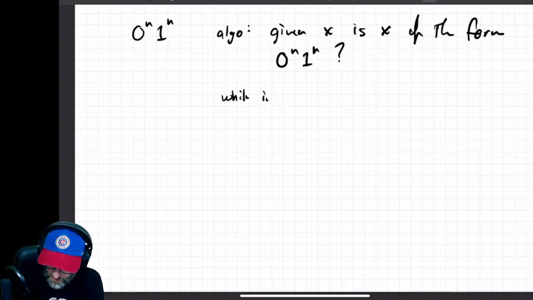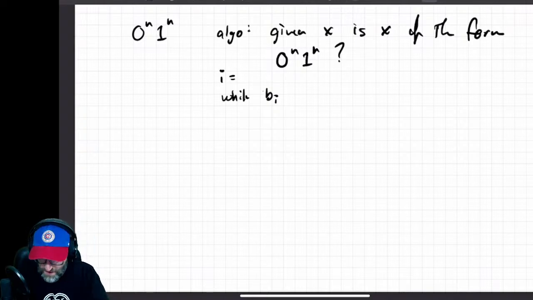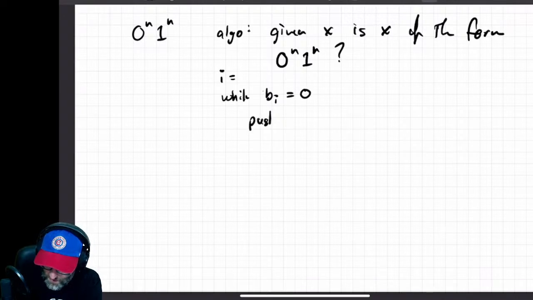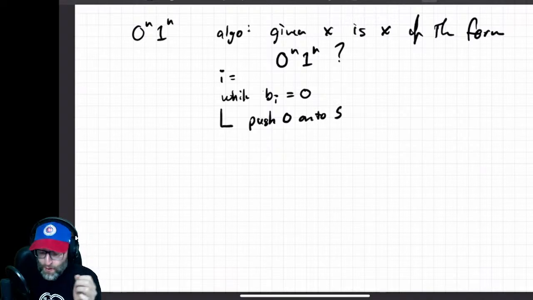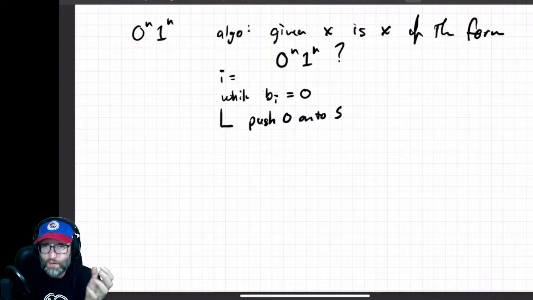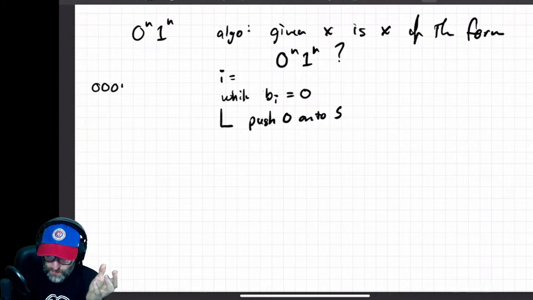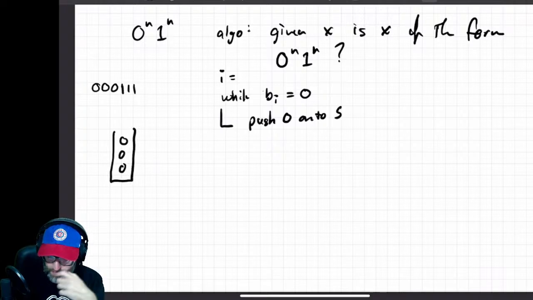While the input bit, in fact, I'll go ahead and go with b sub i. I'll start i here at the start, right? Where if you wanted to go a little endian, big endian, doesn't matter. While b of i is 0, I will push 0 onto s. Now, I've not counted the number of zeros directly. I've implicitly counted them. What I've done, say, for this particular example, 0001111, is I've created this stack, and I've pushed 0, 0, and 0.